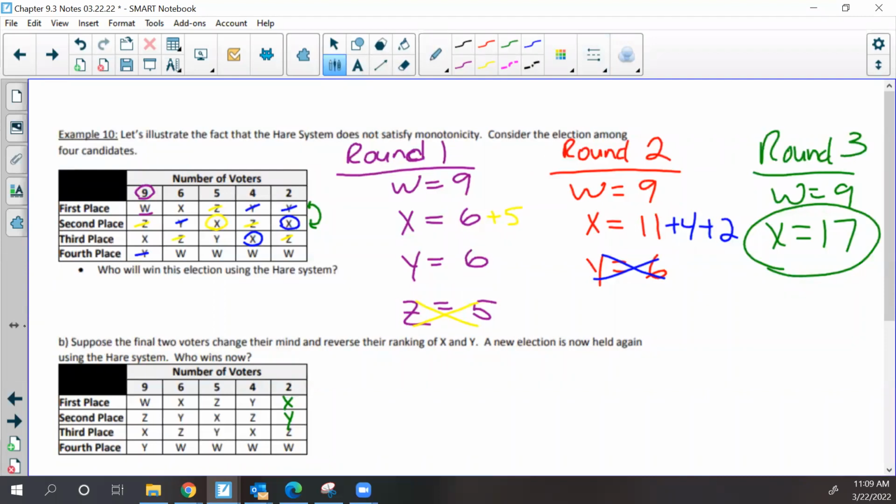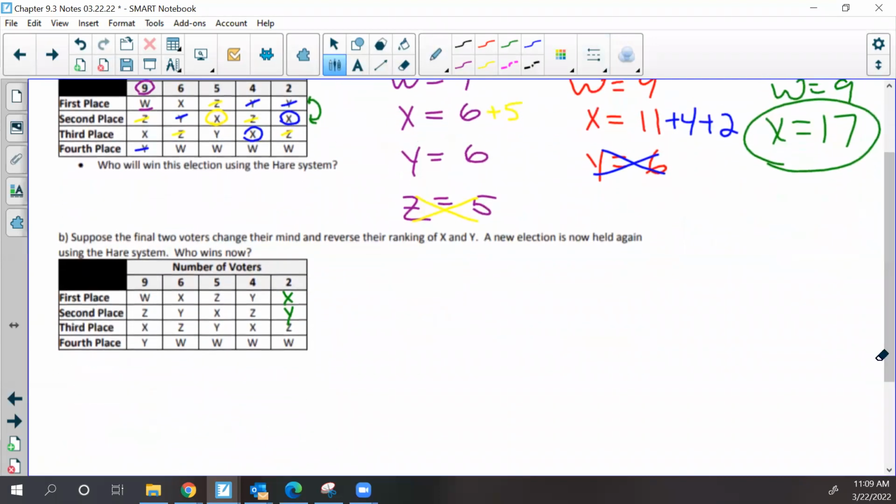So our round one, look what happens. We still got W, X, Y, Z, but now our totals have slightly changed. W still has 9. X now has 8, because he's got 6 first place votes here, and 2 here. Y has now only 4, she's lost two of their votes. And Z has five. So now look what happens.